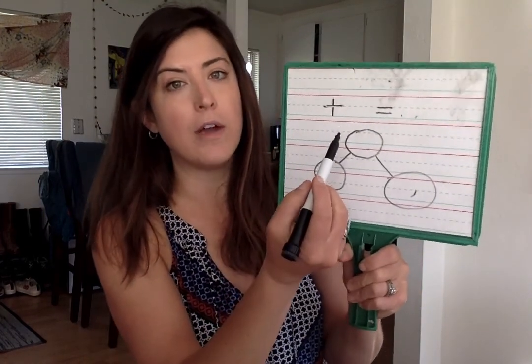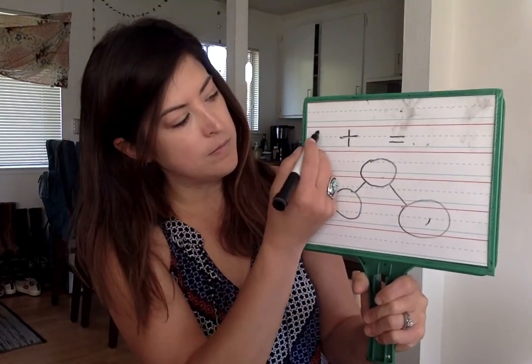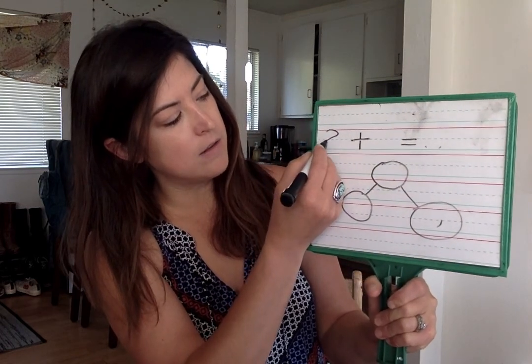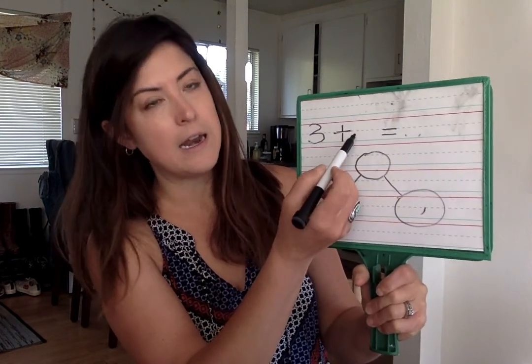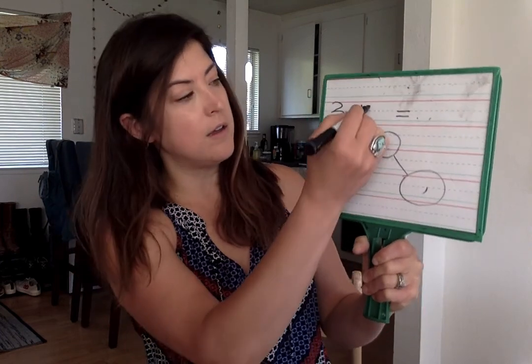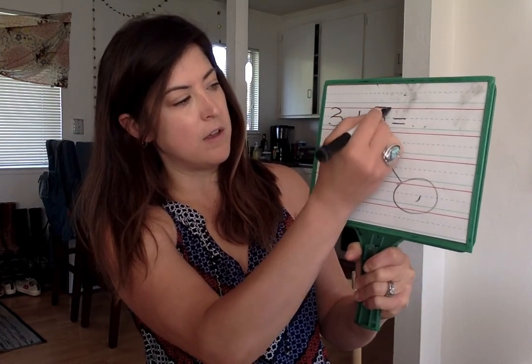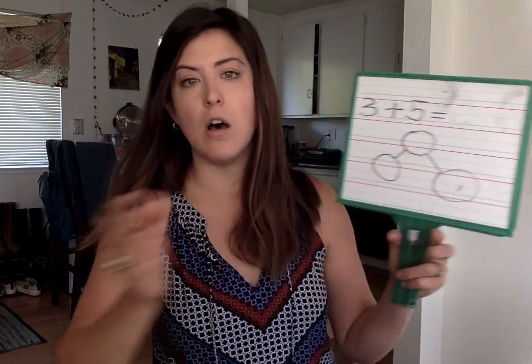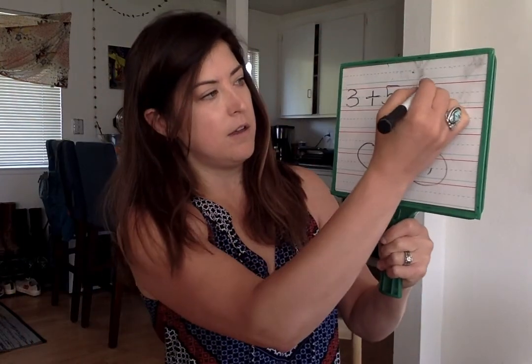8. All right, let's see if you can help me figure out how do I write that. 3, and how many did I have in the other hand? 5, and what was my total? How many all together? 8.